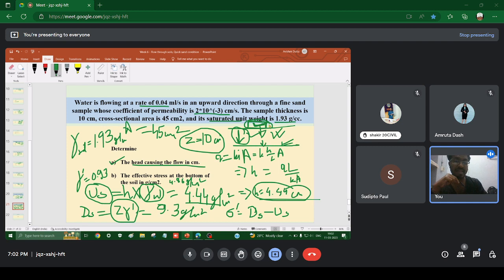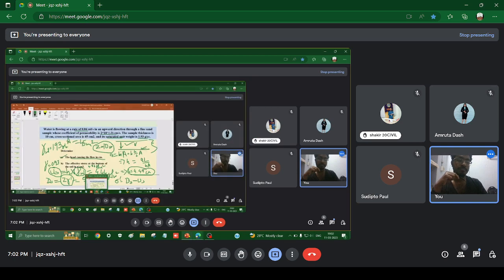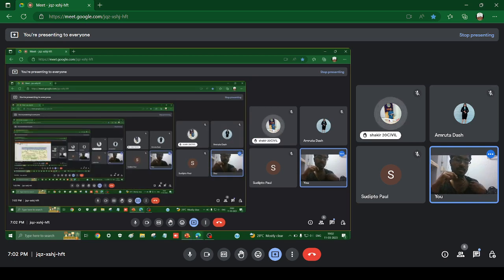But when any soil layer above this layer is absent, then the effective pressure due to this particular soil layer is only effective due to the grain to grain transfer of its own load. And that is only equal to the submerged unit weight into the thickness. Is it clear now, Shakir?